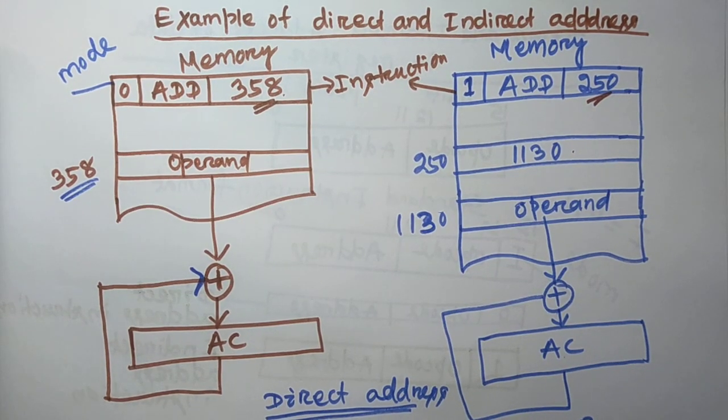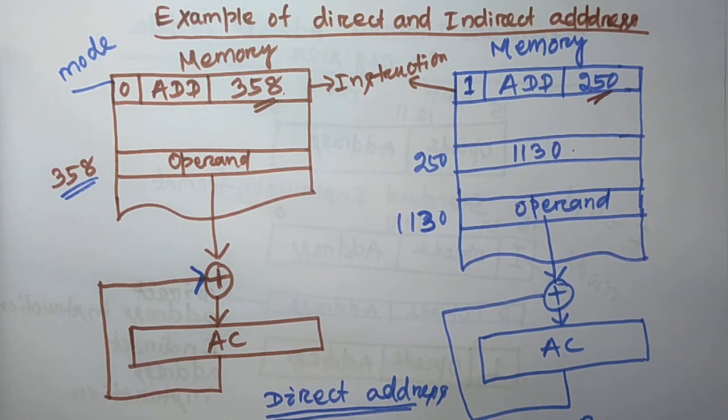I think all of you understand this part, what direct and indirect address are. I defined it in a very simple way. I hope all of you understand this one. So thanks to all.